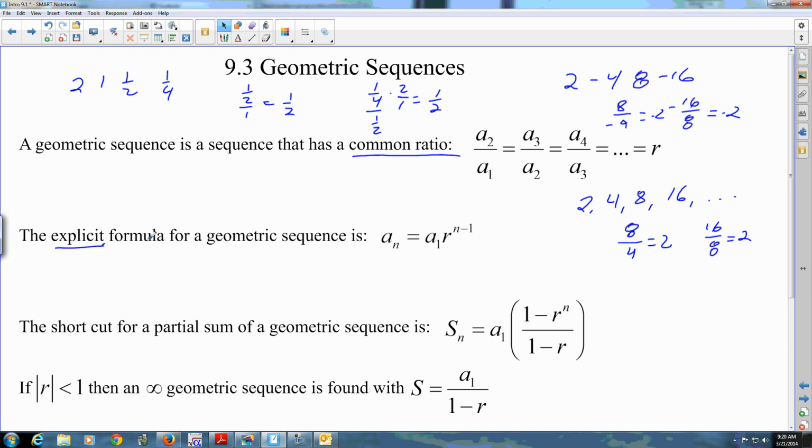The explicit formula for a geometric sequence is going to be given by this, where it's your first term times your common ratio raised to the n minus 1 power. To get a partial sum, say I want you to add up the first 20 terms in this sequence, this would be the formula. This is supposed to be 20. Your first term times 1 minus the common ratio raised to n, over 1 minus the common ratio.